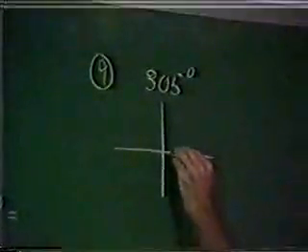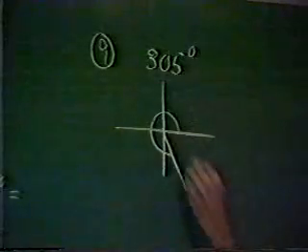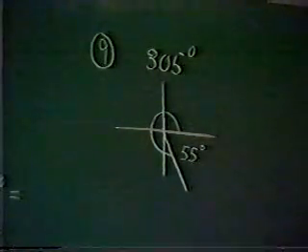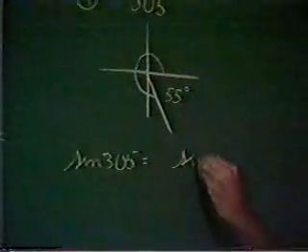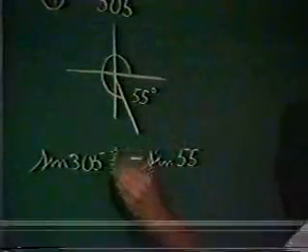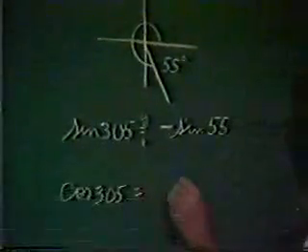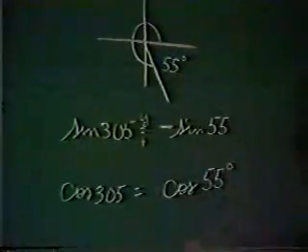All right, 305 degrees. Example 9, 305 degrees is in this quadrant, and so that makes that 55 degrees. So we have that the sine of 305 is the sine of 55. It's in quadrant 4. That makes that negative because this is y over r. Cosine of 305 is positive, the cosine of 55. And the tangent of 305 is the tangent of 55, and it's negative because of quadrant 4.